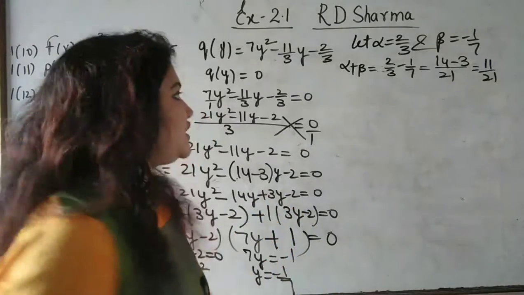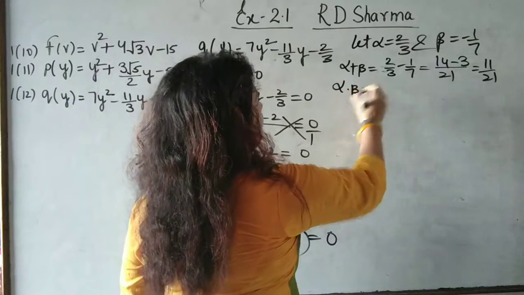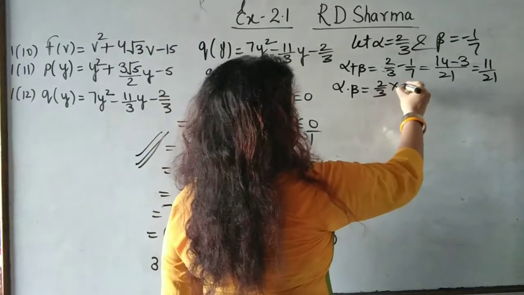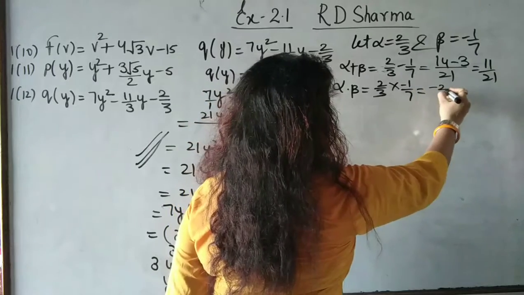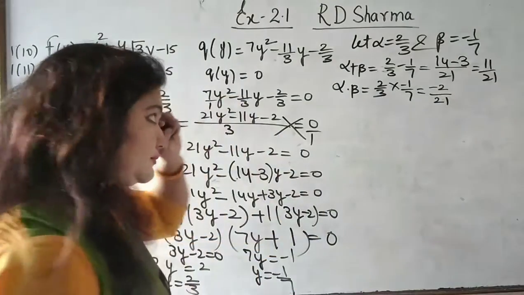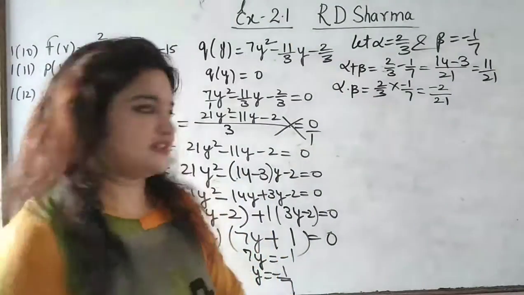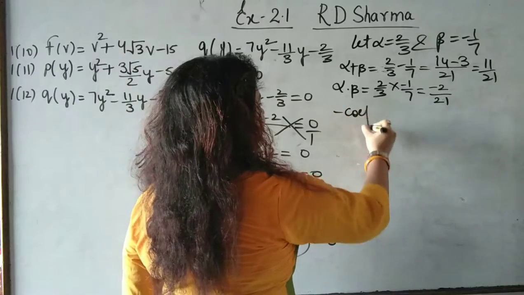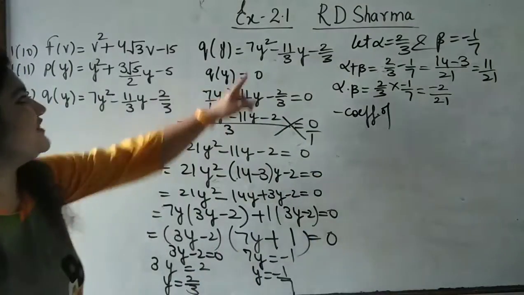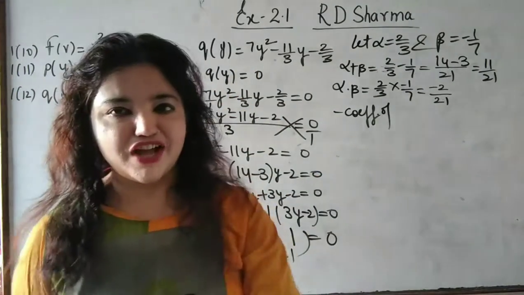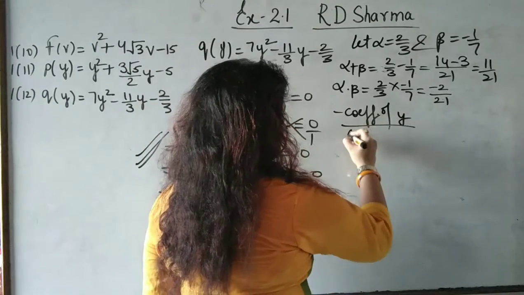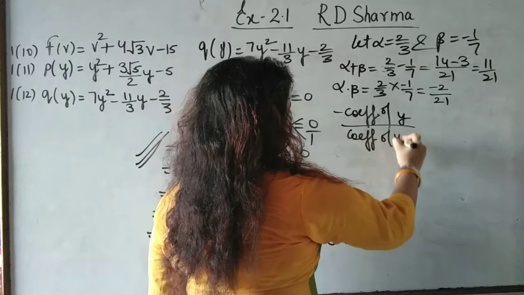Now we are going to calculate alpha into beta. Alpha is 2 by 3, beta is minus 1 by 7. So this is minus 2 upon 21. This is the value of alpha into beta. Now just calculate in terms of coefficients. So minus coefficient of x, x or y? Y, because we have the polynomial in terms of the variable y. So minus coefficient of y upon coefficient of y square.